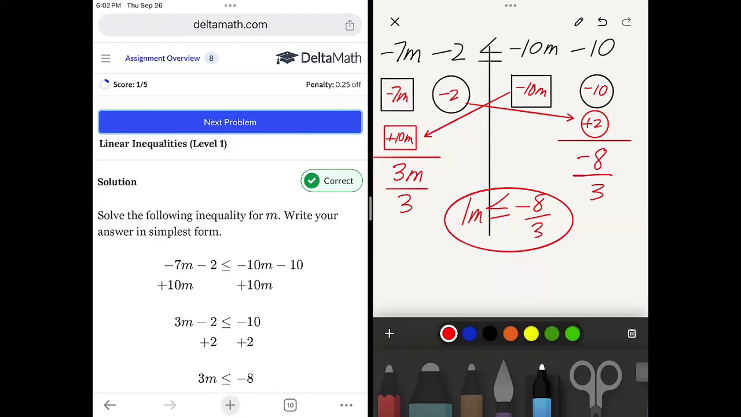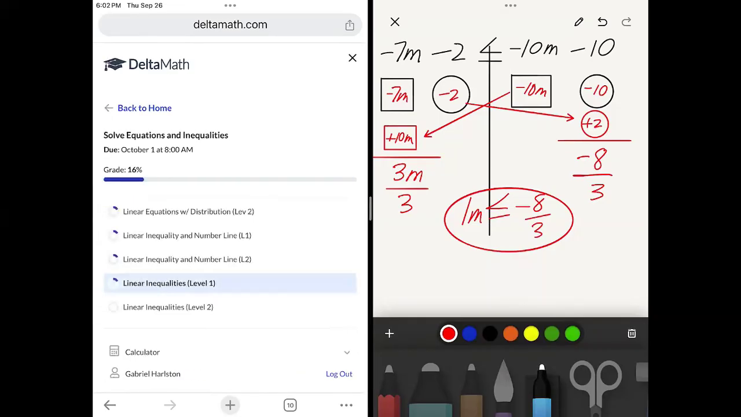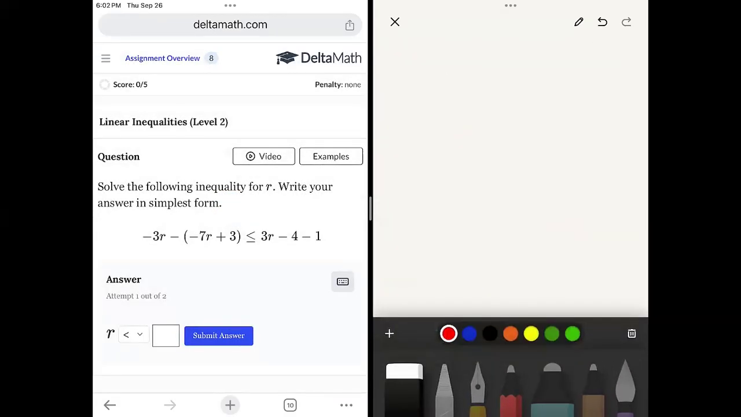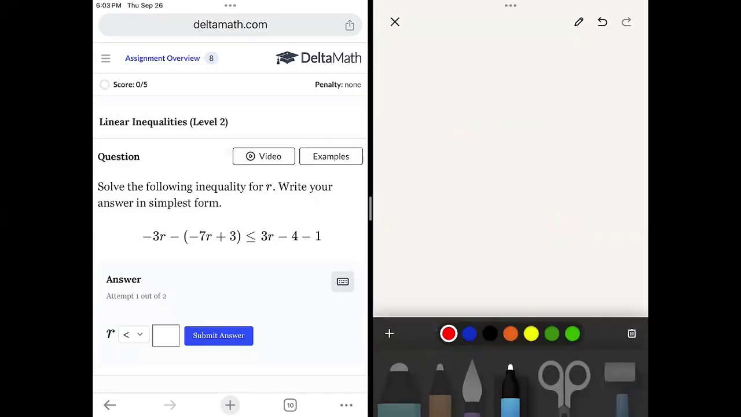All right, so now I'm going to do one from a level 2, just to show you that it's the same thing, same process, just a little bit more work, but not too much. Here, let me write the equation. We got negative 3r minus a negative 7r plus 3 is less than or equal to 3r minus 4 minus 1. Remember, same thing as solving equations. The very first thing we need to do is get rid of the parentheses. I'm going to add a 1 in front of the parentheses, because there's always a number in front of the parentheses. If you don't see one, you assume it's a 1.